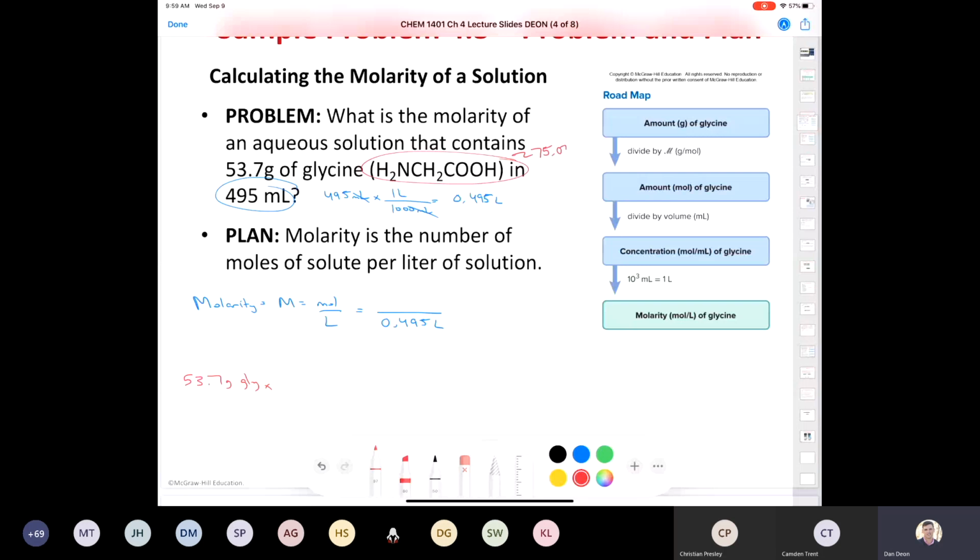75.07 grams per mole. Here we go. So glycine: we know that in 1 mole of glycine, we have 75.07 grams of glycine. Well, look, it's not magic. Punch that into your calculator, and you end up with 0.715 moles of glycine.